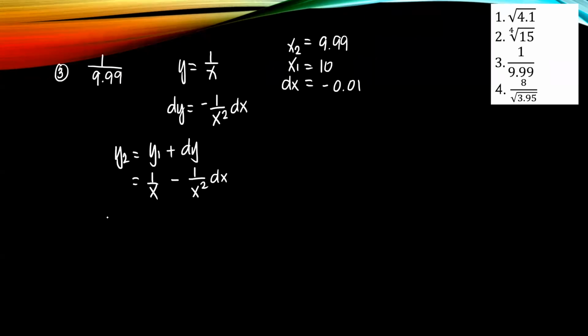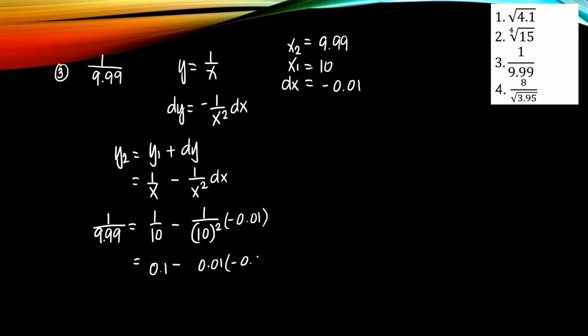Okay, now let's plug in. 1 over 9.99 is equal to 1 over 10 minus 1 over 10 squared times negative 0.01. So this is actually 0.1. 1 over 100 is 0.01, and then another 0.01. 0.1 plus 0.001, so it's 0.101. Is this correct, guys? 1 over 9.99.